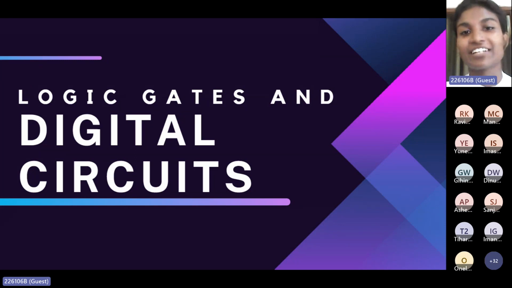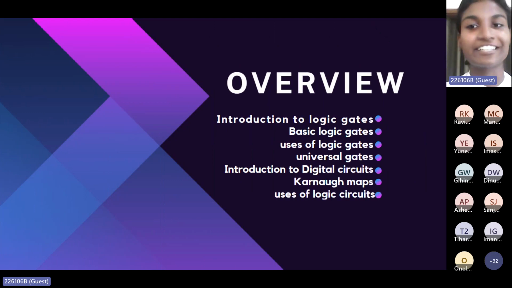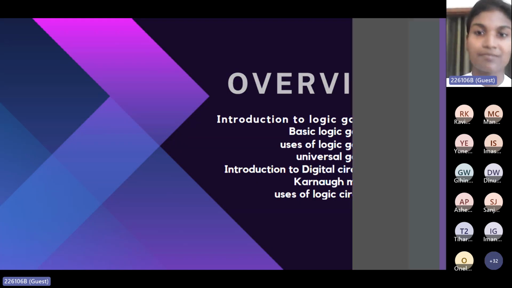Okay. Today we are going to talk about logic gates and digital circuits. First of all, we are giving you an introduction to logic gates, and after that, we are telling you what the basic logic gates are, the uses of these logic gates, and what universal gates are. And also, we are giving you an introduction to digital circuits and what Karnaugh maps are. And finally, we are telling you the uses of logic circuits.